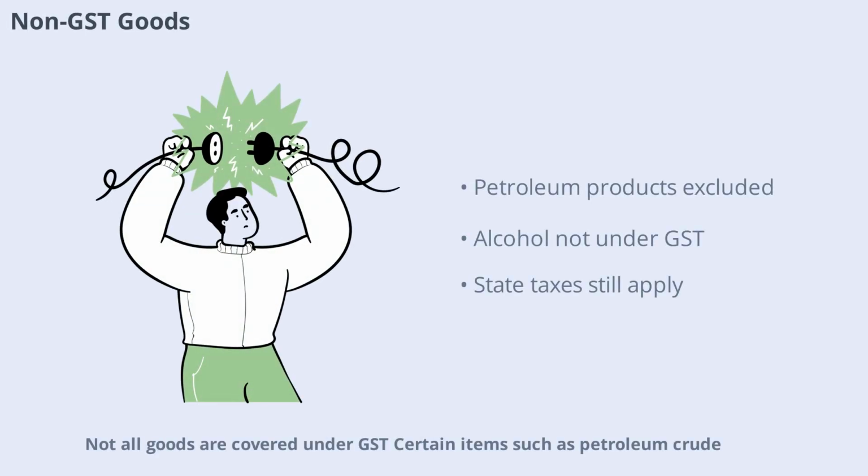Certain items such as petroleum crude, high-speed diesel, motor spirit petrol, natural gas, aviation turbine fuel, and alcoholic liquor for human consumption are excluded from GST. These goods continue to be taxed separately by the central or state governments, following the previous tax regime. This exclusion is mainly due to the significant revenue these items generate for the states.